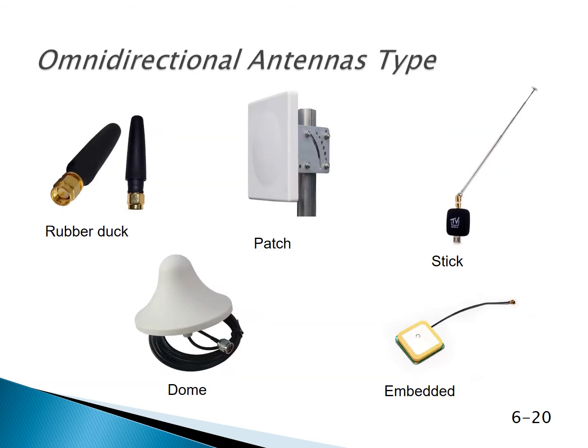So these are some examples of these omnidirectional antennas, what we call the rubber duck, and then some patch and stitch, or some embedded antenna, or some dome-shaped antenna.